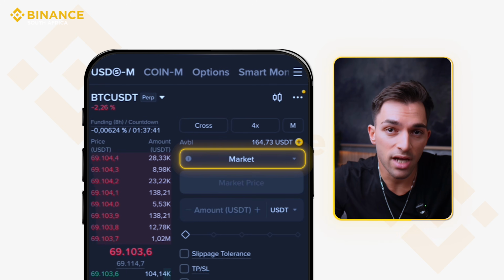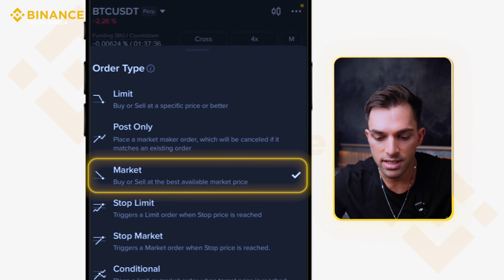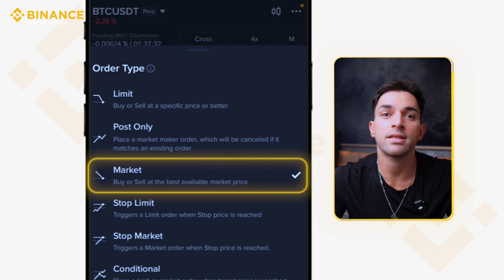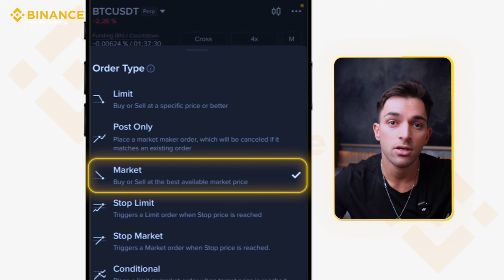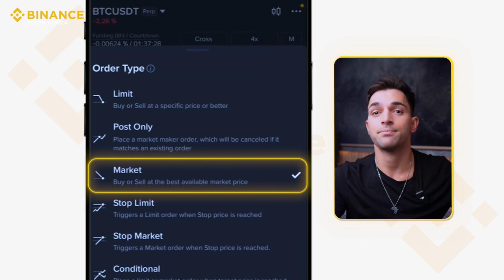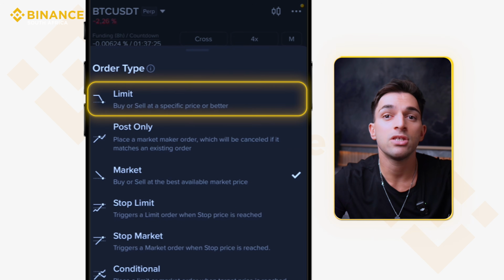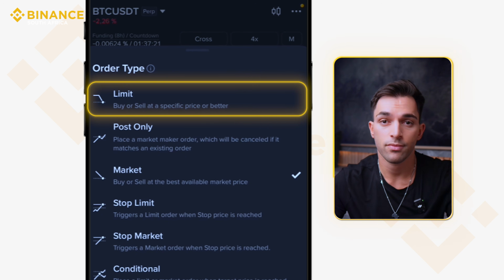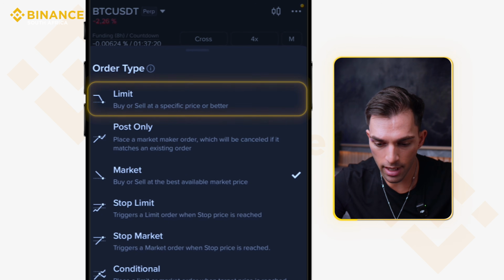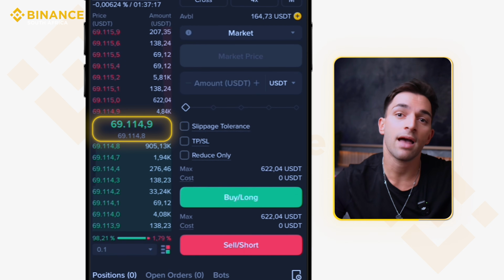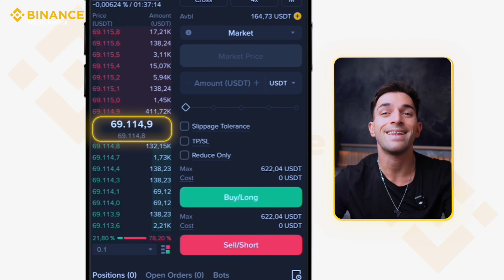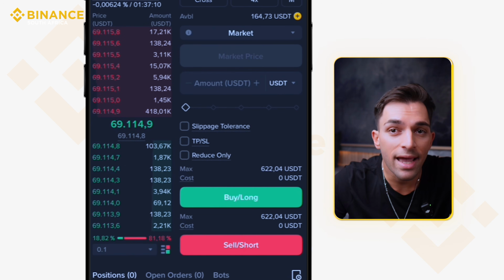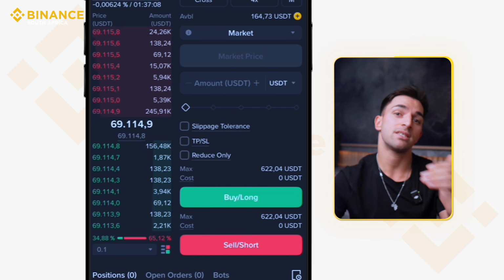Below that, we've got the order type. The main two that I'm going to look at are market order and limit order. A market order means that you buy or sell immediately at the current price, so the trade happens instantly. A limit order means you only enter the trade if the price reaches the price that you choose. For example, if Bitcoin is trading at $69,000 and you place a limit buy order at $68,000, your trade will only execute if the market drops to $68,000.